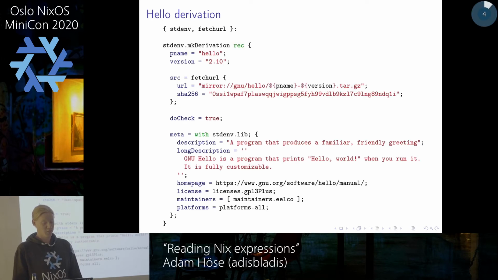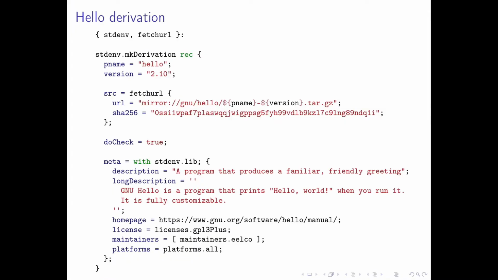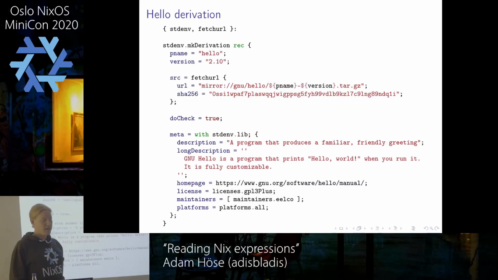So let's have a look at what a typical derivation looks like quickly. At this point, I guess most of you don't really understand what's going on here, except it looks sort of like JSON, but it's really not. And then you have this funky syntax up here, which you probably don't know what it means. So let's build up our knowledge of the language step by step, and then we will revisit this expression in a bit, and hopefully you'll understand a bit more about what's going on.